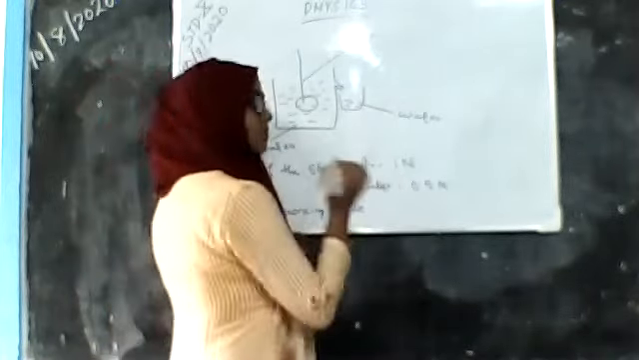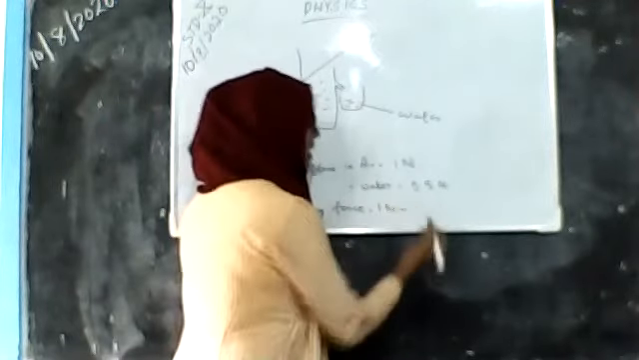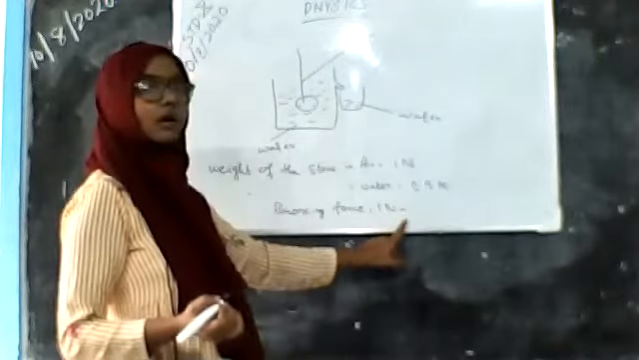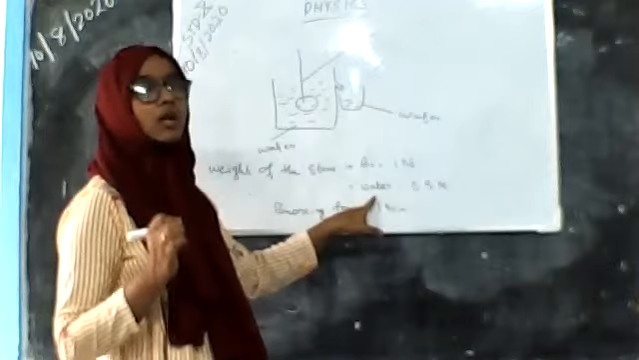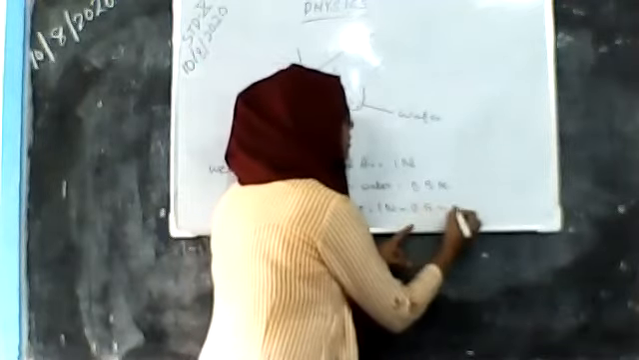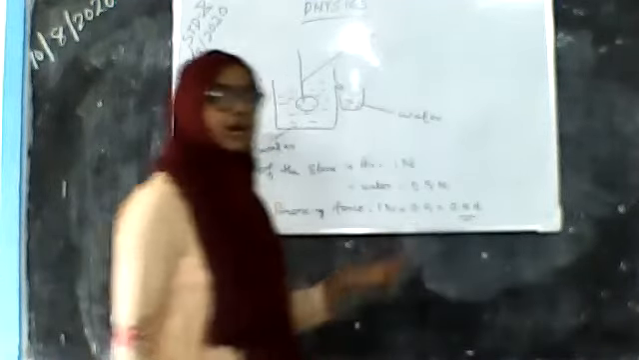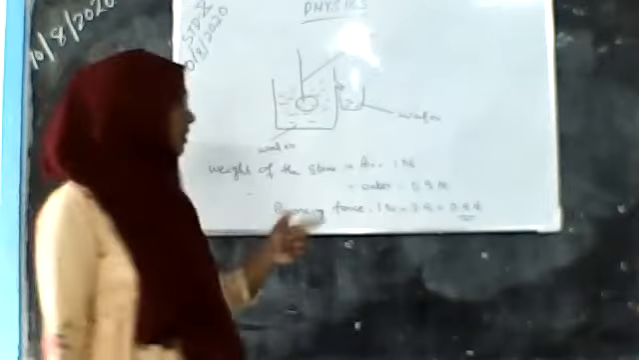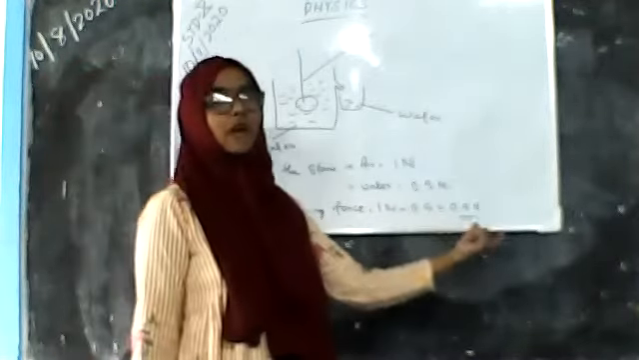First, take the weight of the substance in the air, that is 1 Newton, and subtract the weight of the stone in water from the weight of the stone in air. The weight of the stone in water is 0.5 Newton, and our answer is 0.5 Newton. So here the buoyant force acting on the object is 0.5 Newton.